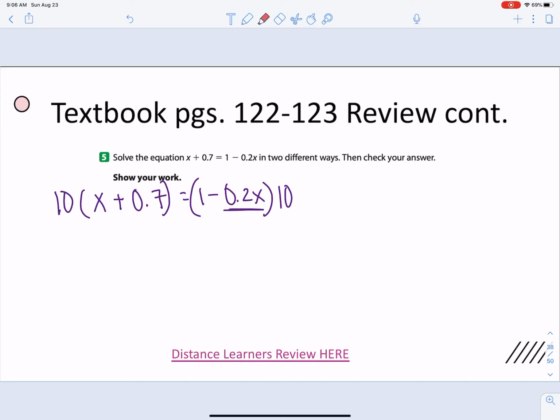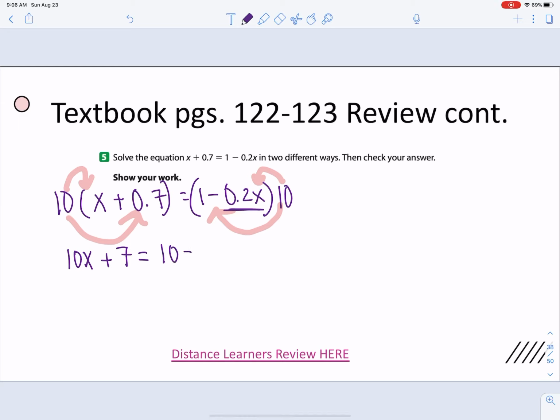So I will distribute everything inside the parentheses. I'll distribute 10 to everything inside the parentheses and just make it 10 times bigger. So 10 times x is 10x plus 10 times 0.7 is just going to be 7. And then 10 times 1 is 10 minus 10 times 0.2x is 2x. And then I can just solve it like normal.